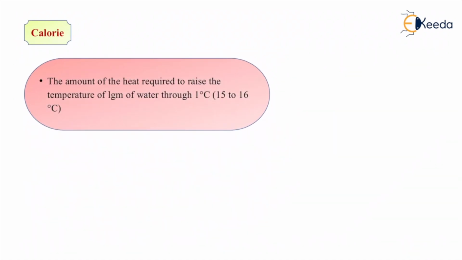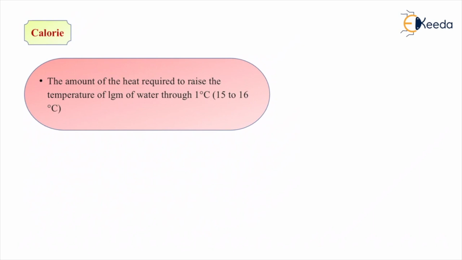Now we'll see what the term calorie means to us. The amount of heat required to raise the temperature of 1 gram of water through 1 degree Celsius, that is from 15 degrees Celsius to 16 degrees Celsius, that particular thing is known as a calorie. It is as simple as that. You take 1 gram of water, that means you are taking a unit mass of water. You are taking it at 15 degrees Celsius. And now you will have to apply some energy to it in the form of heat to convert it into 16 degrees Celsius.